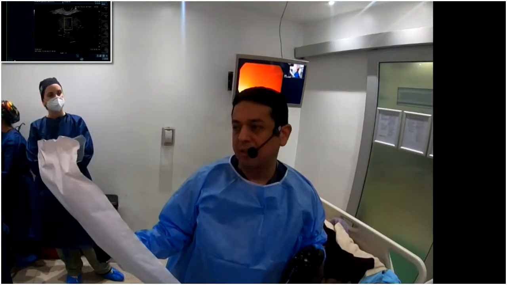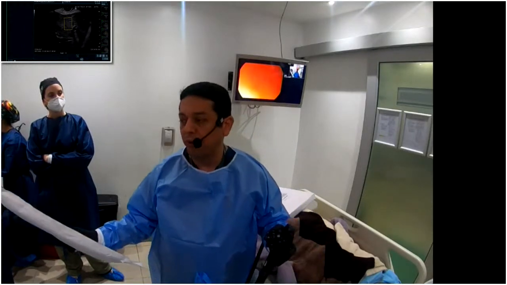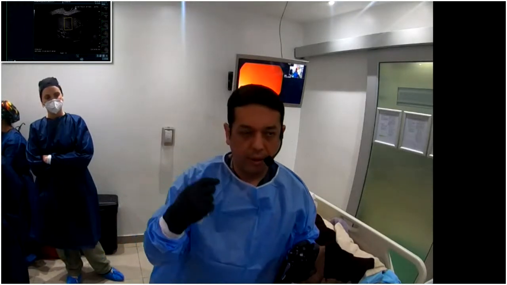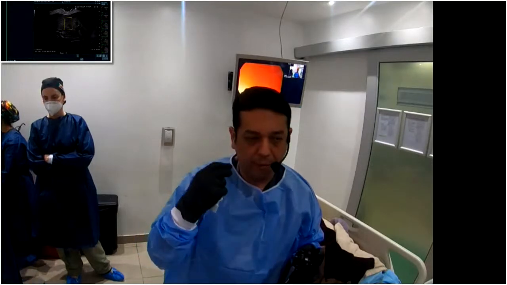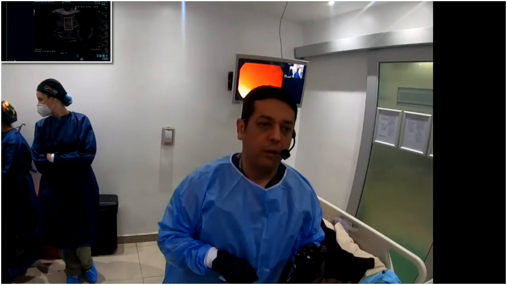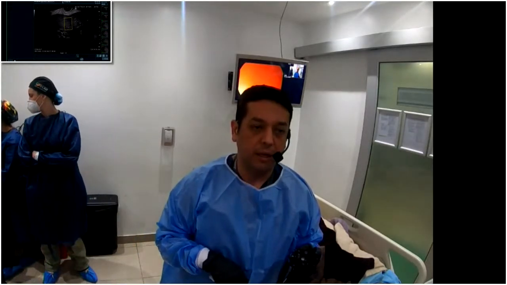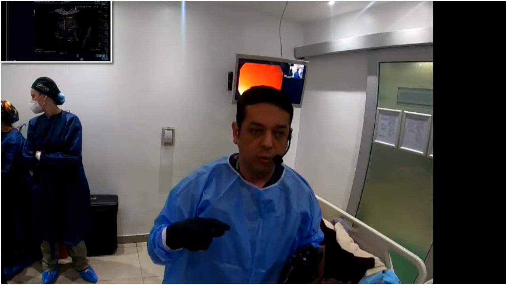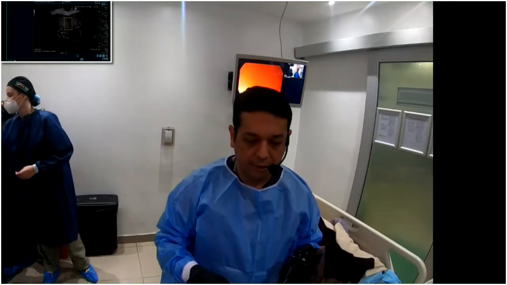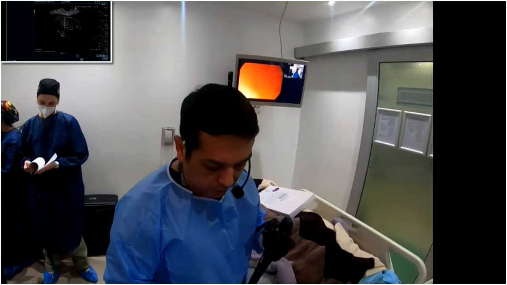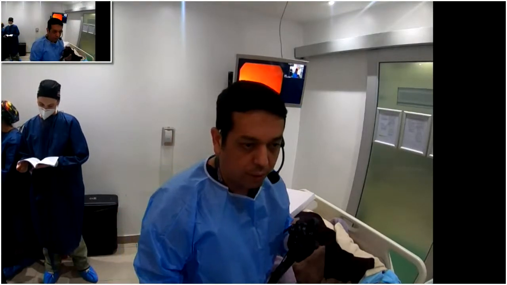it is not necessary to remove the plastic part of the needle. This helps a lot to avoid damage to the scopes also. So now I will evaluate here.